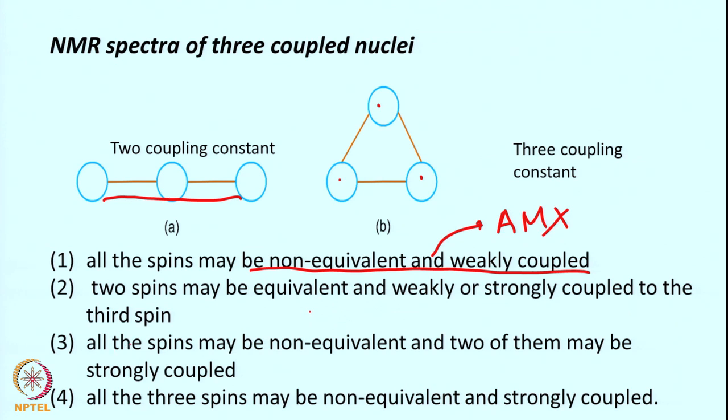Now, the third case can be that all spins are non-equivalent and 2 of them are strongly coupled. So, that is an ABX system, and here we can have an AB2 kind of system. And the last one: all 3 spins may be non-equivalent and strongly coupled. So, that will be an ABC kind of system.